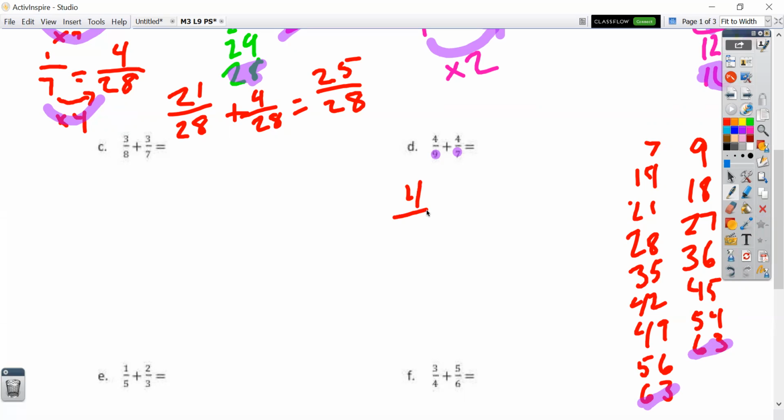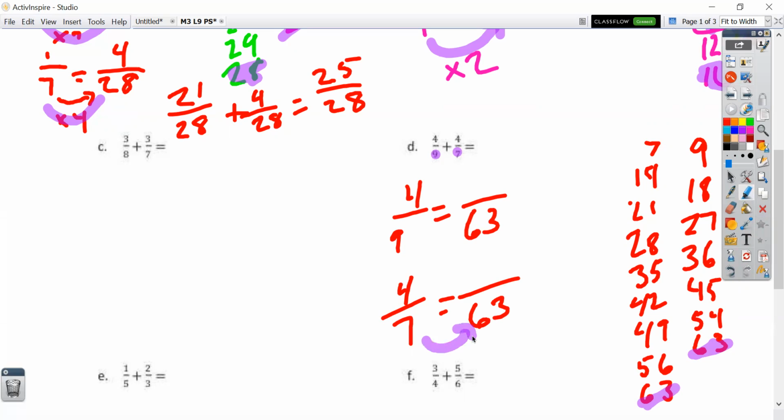So we're going to go 4/9 equals something over 63. I'm going to guess it's 63rds. And we also have 4/7, which we also want to become 63rds. So we just have to ask ourselves, what are we doing to get to those units? Well, to get ninths to 63rds, we multiplied by 7. So 4 times 7 is 28. And then down here to get to 63rds, we had to multiply by 9. So 4 times 9 is 36.